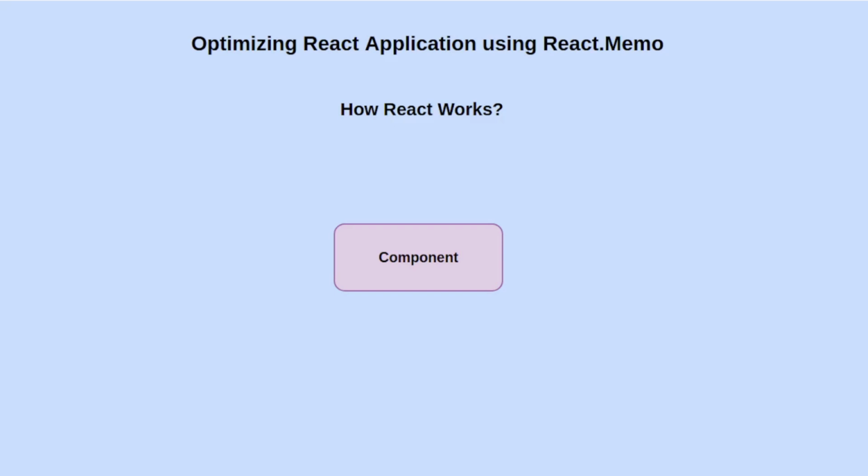And each component can have different parts. It can have a state, it can have a property, or it may have a context provider, right? So the thing is, whenever there is a change in the state, context, or props of that component, it is going to re-render. This is how React works.